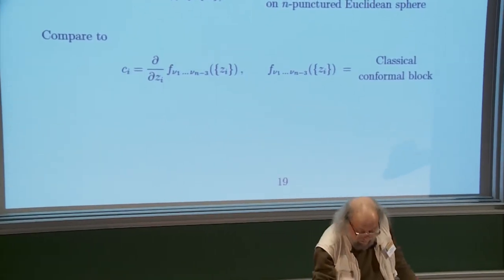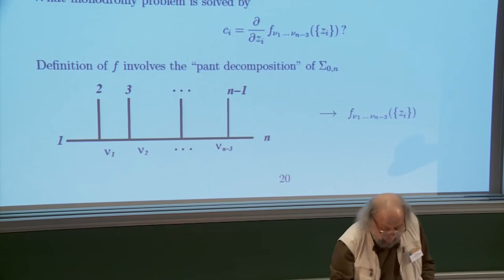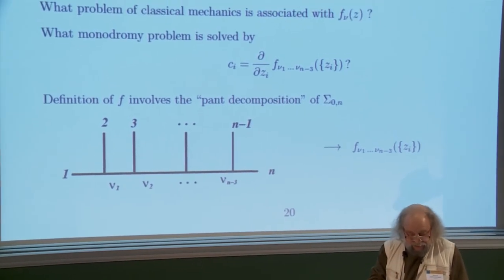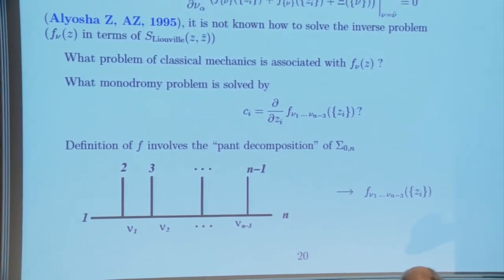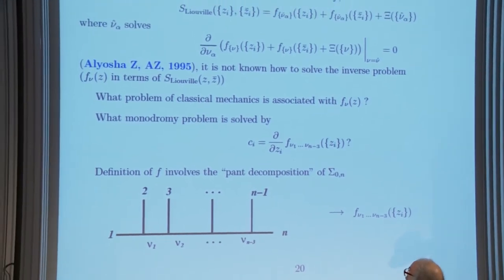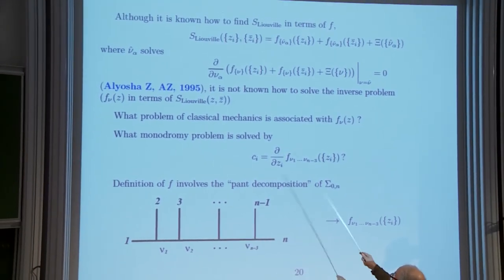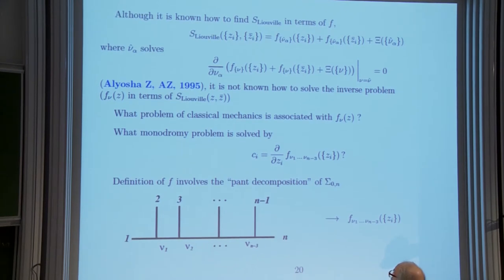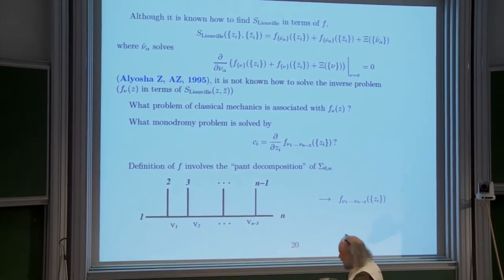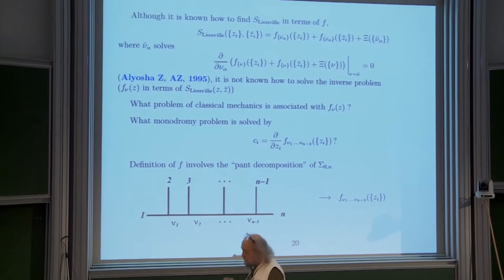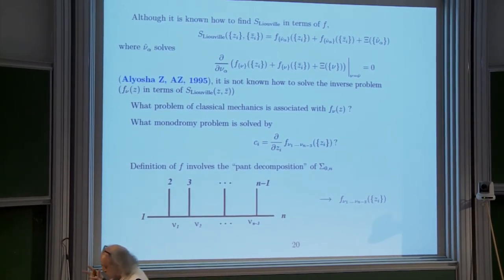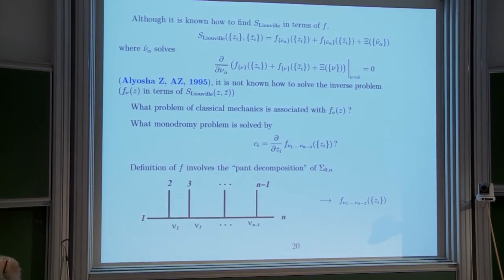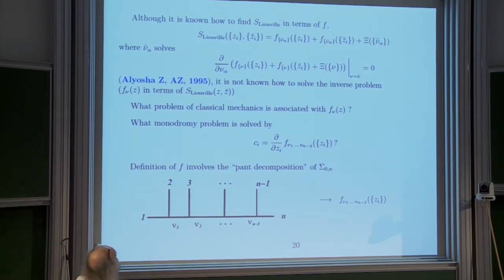And of course, these things are somehow related. In particular, the Liouville action, which is related to the solution of the monodromy problem associated with the uniformization problem, can be solved in terms of the conformal block. I write down schematically the solution.